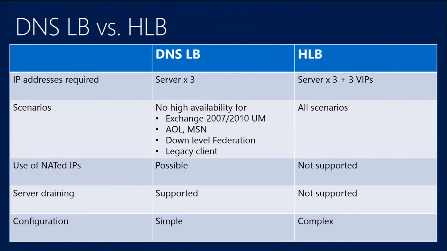We're getting a little low on time, but I can get with you on that afterwards. So this is a look at IP requirements. Obviously, if we go the hardware load balancing route, we need more IPs because we have VIPs that we need to configure. But the advantage is on the edge side, hardware load balancers will support every scenario. DNS load balancing doesn't support things like Federation, AOL, MSN, the down-level clients, the R2 clients, and so forth. There's no high availability for them. So it does work, but there's no high availability.